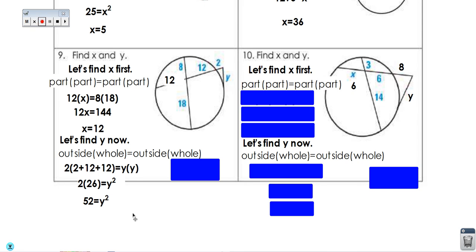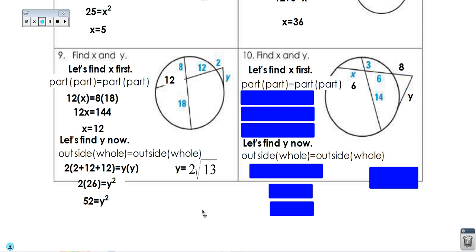52 equals y squared. Now we're going to square root 52, and we have to actually make a factor tree, unless your teacher is okay with decimals. I usually do my factor tree. So if I do my factor tree, I end up with a pair of 2's and then a 13. So my answer is 2 square root 13.